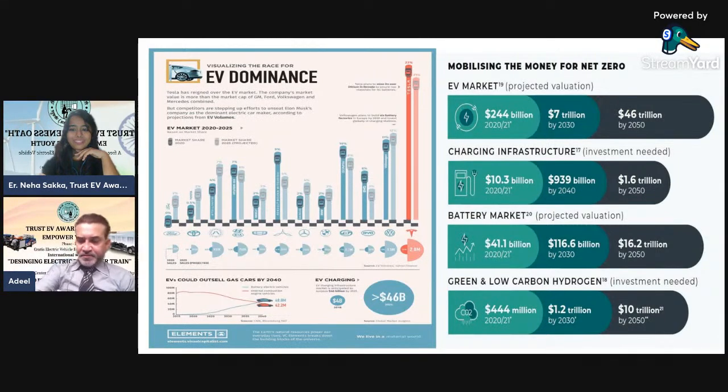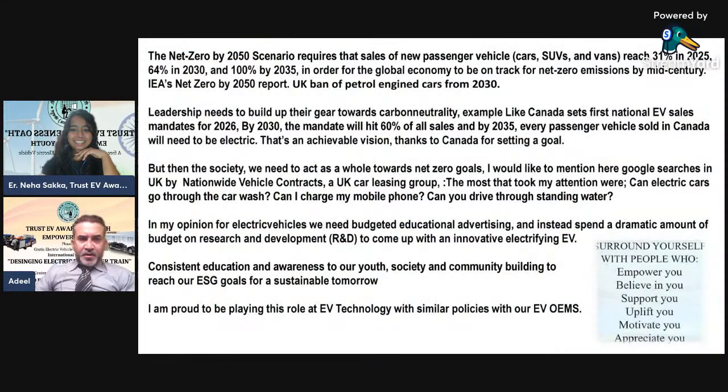So mind me. Okay. Again, the net zero by 2050 scenario requires that sales of new passenger vehicles, which include cars, SUVs, and vans, reach 31% in 2025, 64% in 2030, and 100% by 2035, in order for the global economy to be on track for net zero emissions by mid-century. Leadership needs to build up their gear towards carbon neutrality. For example, Canada sets first national EV sales mandate for 2026.